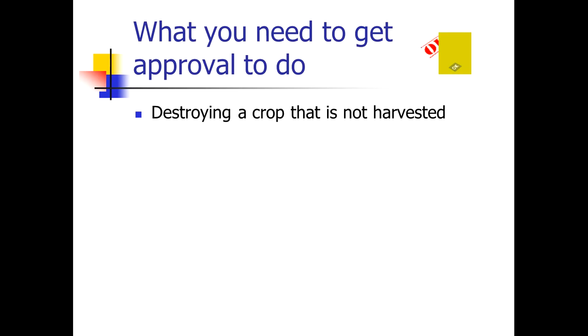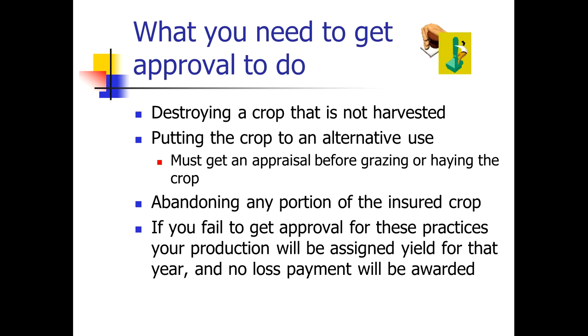So what do you need approval to do? Obviously destroying a crop that's not harvested. Before you do that, even if you get something that's completely wiped out by hail, make sure you get an appraisal done on that before haying it or destroying it, so that we can get you a loss payment on it. But also, if there's still 5 bushels of wheat sitting out there that you just don't want to harvest, at least we can put that on your crop insurance as a yield and not just get a plugged, possibly zero yield in there.